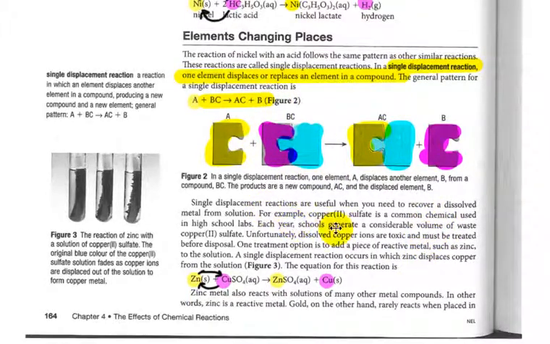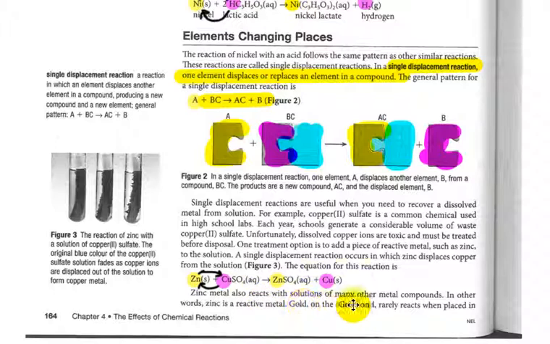Single displacement reactions are useful when you need to recover dissolved metals from solution. For example, copper(II) sulfate is a common chemical used in high school labs. Each year, schools generate considerable volume of waste copper(II) sulfate. Unfortunately, dissolved copper ions are toxic and must be removed from water before we can drink it again, of course. So one thing that can be done is looking at zinc. Zinc gets rid of the copper from copper sulfate. So we have elemental copper left over and zinc sulfate solution.